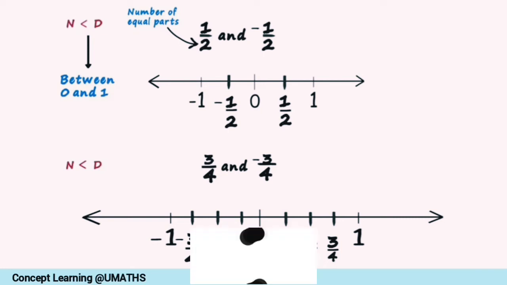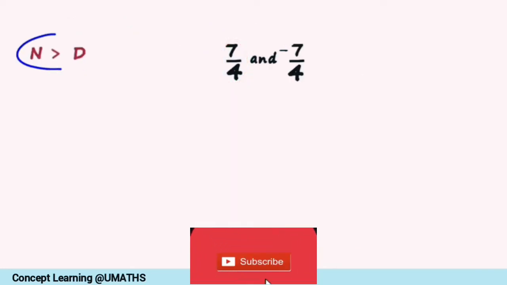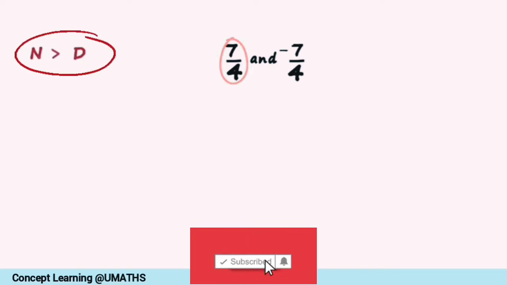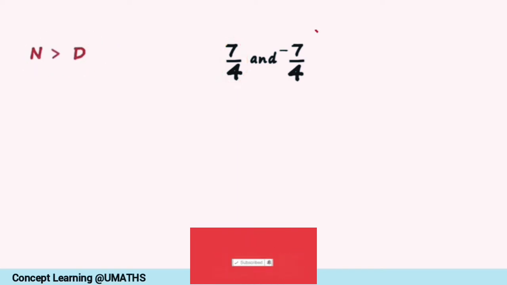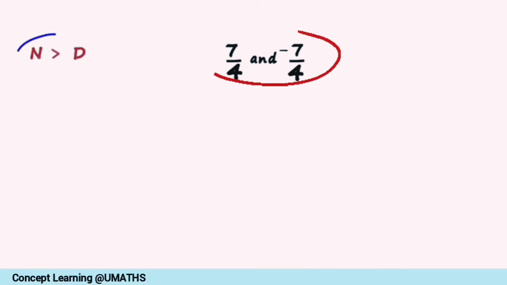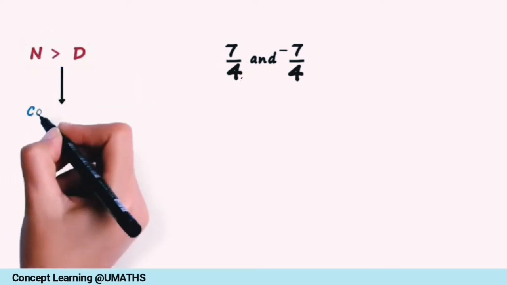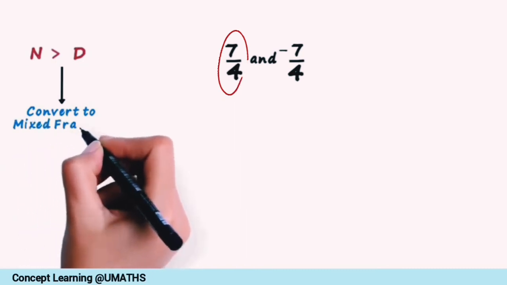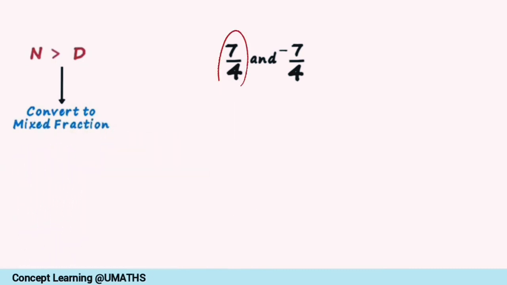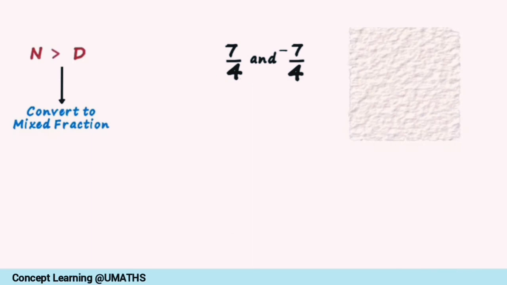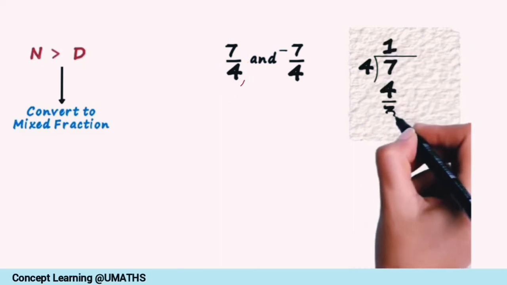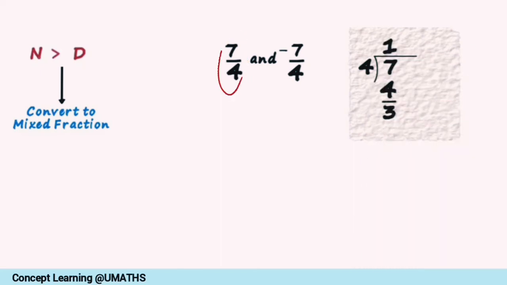Let us try to plot rational numbers whose numerators are greater than the denominators. Let us plot 7 by 4 and minus 7 by 4. We'll plot 7 by 4 first. Where the numerator is greater than the denominator, in such examples, first we have to convert it into a mixed fraction form. You would have learned this in an earlier class, but let me quickly show you the division of 7 by 4. Divide 7 by 4, we get the quotient as 1 and the remainder as 3.